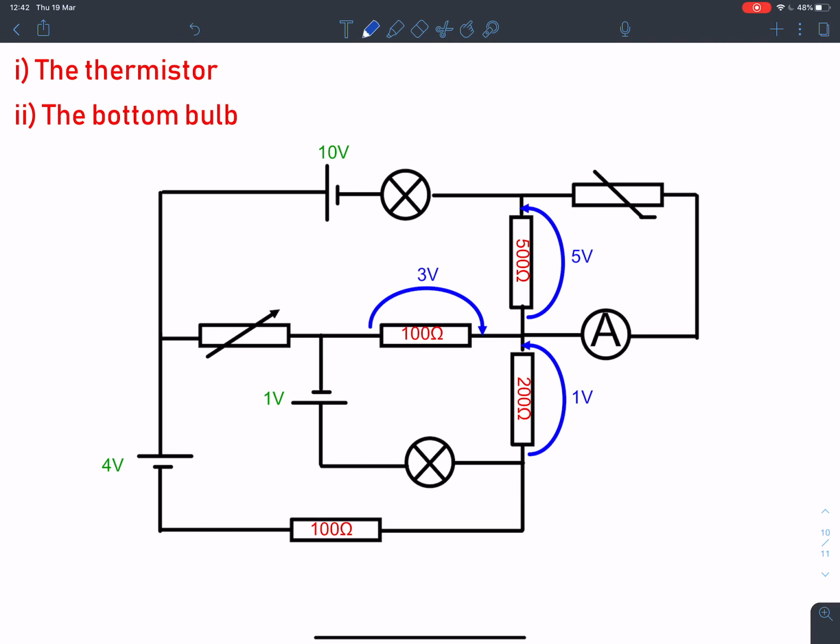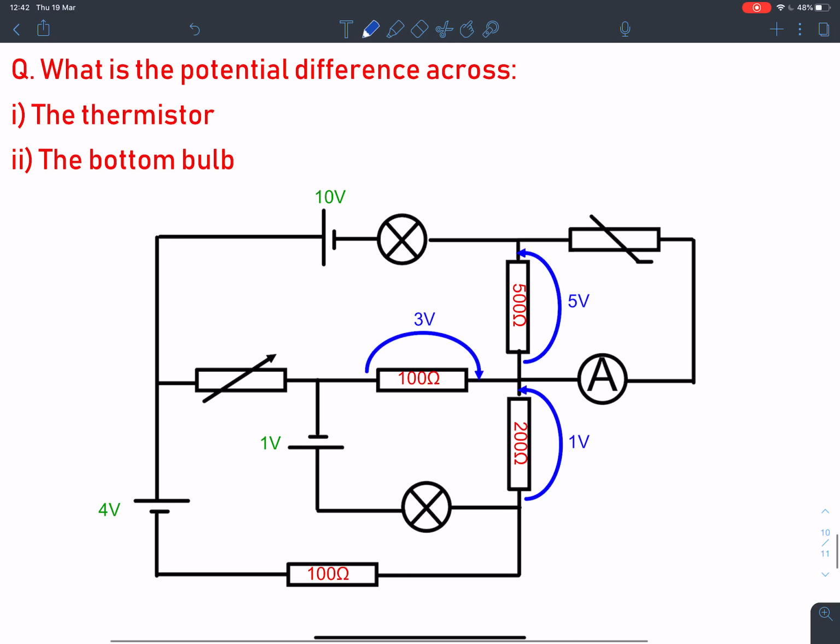This, again, just as before, we've got this tricky looking circuit. Can we apply Kirchhoff's laws to help us solve some difficult questions? So this question in red, what is the potential difference across this thermistor? How are we going to work that out? Well, we need to look for some closed loops. So simplest one would be this guy here.